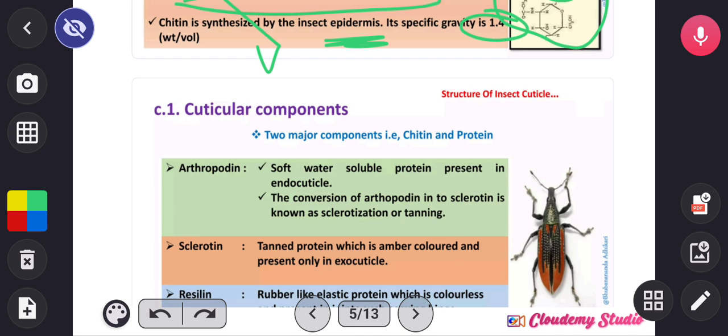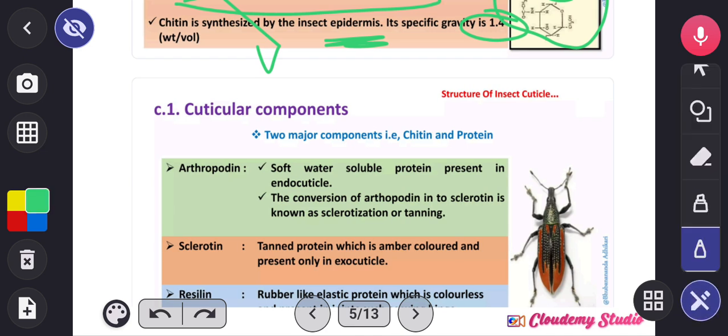Now, the second thing is that it consists of arthropodin, sclerotin, and resilin. What does arthropodin do? It is a soft, water-soluble protein present in the endocuticle. The conversion of arthropodin into sclerotin is known as sclerotization or tanning. Sclerotin is a tanned protein gotten from arthropodin, which is amber in color, and it is present only in the exocuticle.